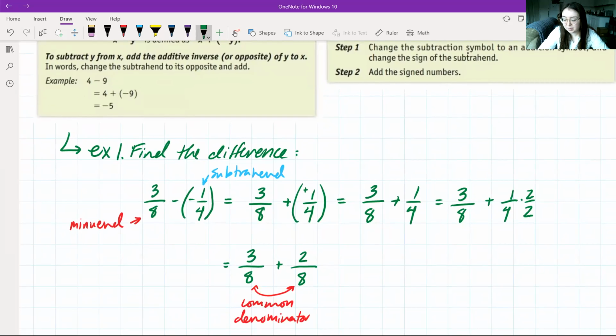Since we have our common denominator, we can add our numerators together to get 3 plus 2, all divided by 8, which is 5 divided by 8. So that would be our answer for when we have 3 divided by 8 minus a negative 1/4. We end up with a positive 5/8.